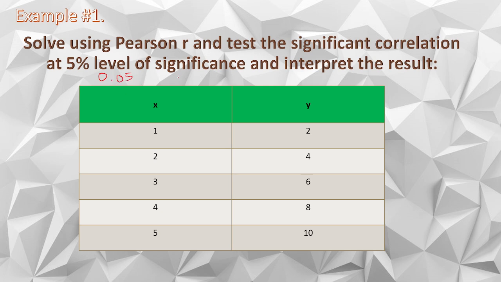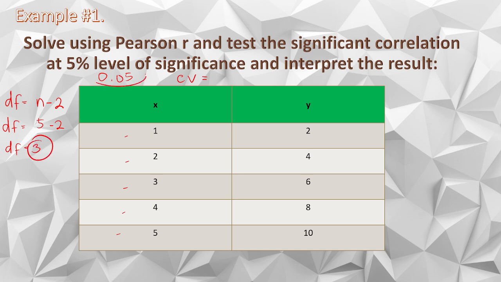Okay, now, kailangan natin kunin yung ating critical value doon sa table natin. So, babalik tayo sa table. But before that, kailangan alam muna natin yung degree of freedom natin. Okay, for the degree of freedom, alam natin na that is n-2. Bilangin natin yung data natin. 1, 2, 3, 4, 5. So, that is equal to 5. Meaning to say, your degree of freedom is equal to 5 minus 2. Your degree of freedom is equal to 3. Okay, 3 yung degree of freedom natin.